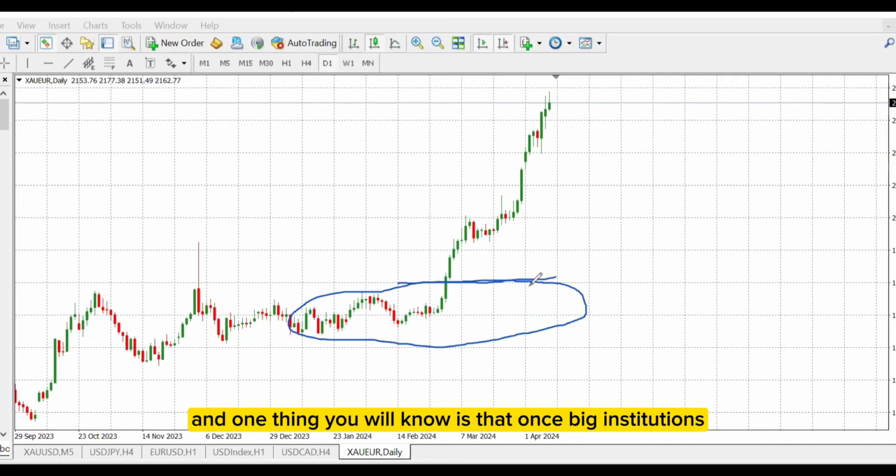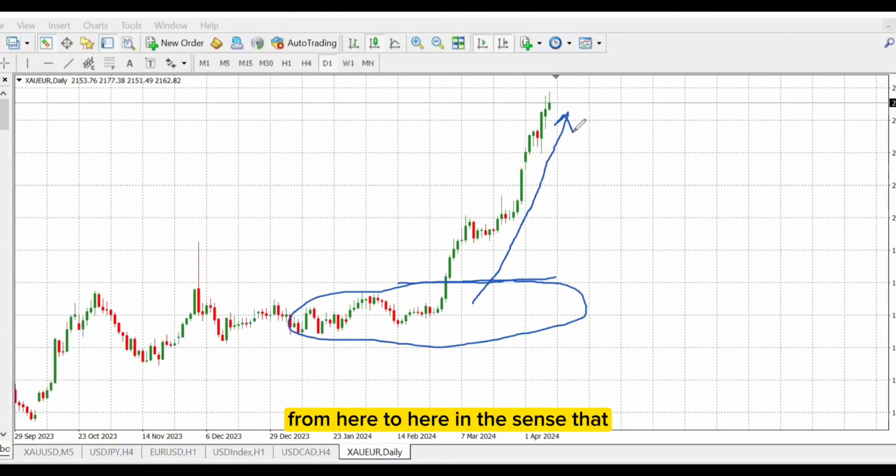And one thing you will know is that once big institutions push orders into the financial market, we are going to experience an imbalance between buyers and sellers. If you look here, you notice that there is an imbalance between buyers and sellers from here to here, in the sense that only buyers participated significantly here. That is the orders of the big institutions.